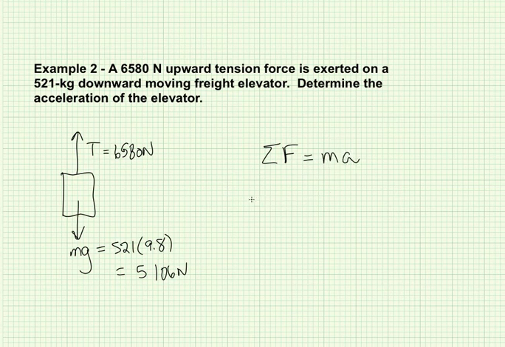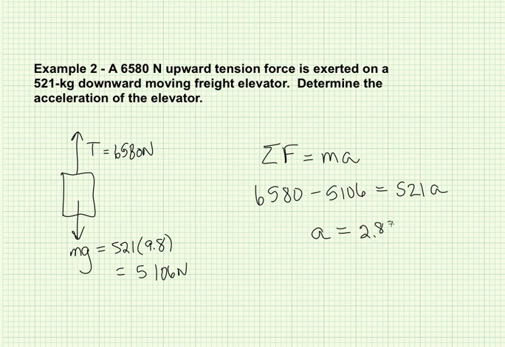So now in this case, again, I always just make the larger force the positive one, and 6,580 is bigger than 5,106. That's my net force. The mass of my elevator was 521. And we solve for acceleration, first by subtracting the 6,580 minus the 5,106, and then we're going to divide that by 521. That means I'm going to have an acceleration of 2.83 meters per second squared, and that would be up.